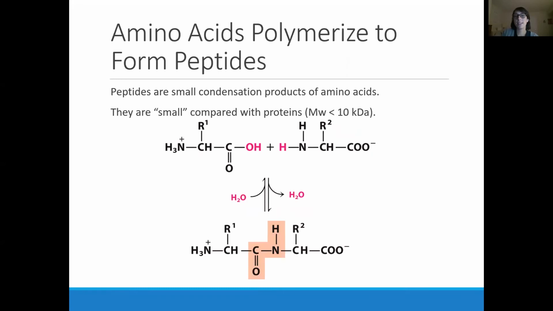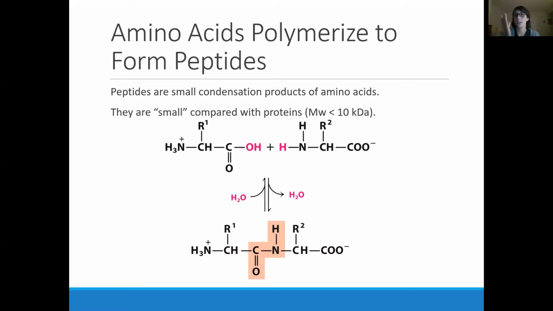So first, what is a peptide? A peptide is just a sequence of amino acids that has been condensed together. This is usually a short sequence of about 20 to 100 amino acids. They're relatively small compared to proteins.